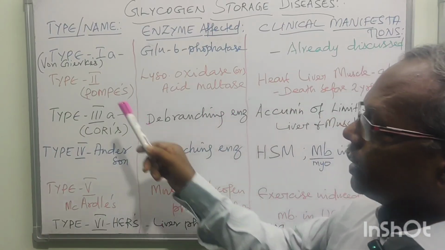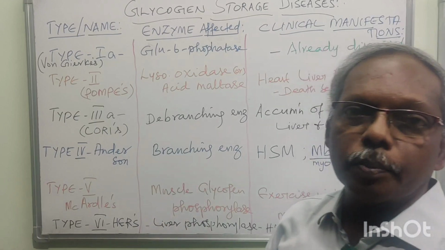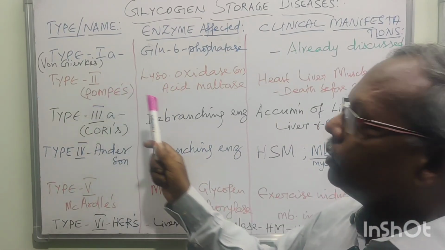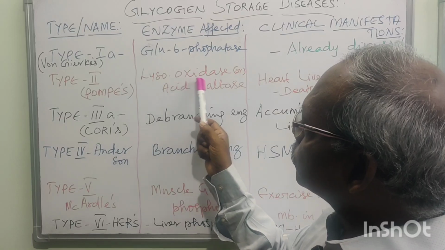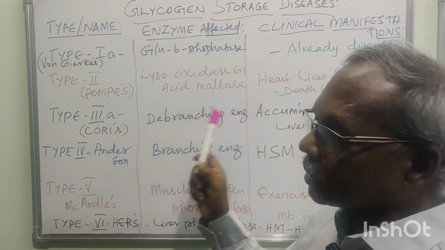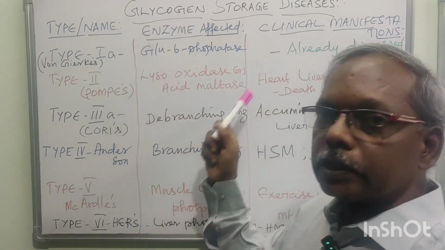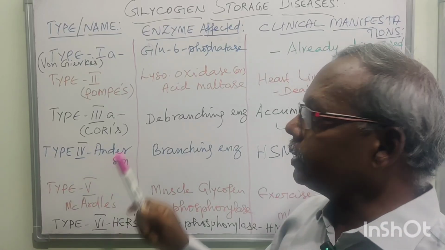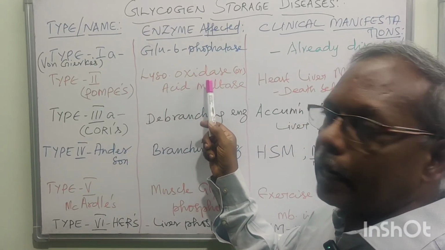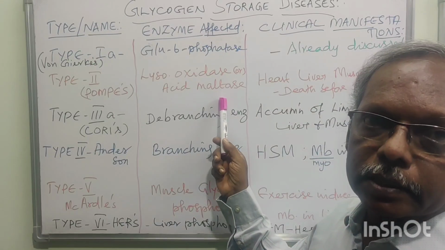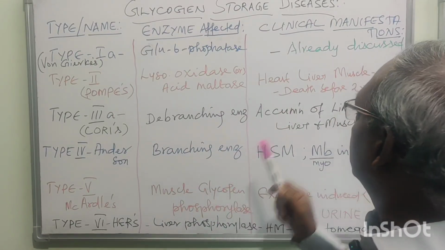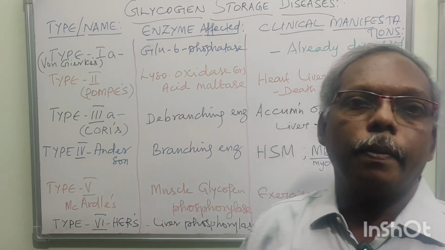Okay. Second disease is Pompe's disease, type 2. Here there is no A or B. The enzyme defect is lysosomal acid alpha-glucosidase, also called acid maltase. Lysosome means it will affect the lysosomes in all cells. That is why it is lysosomal. The other name is acid maltase. Here the clinical manifestation is involvement of heart, liver and muscle.